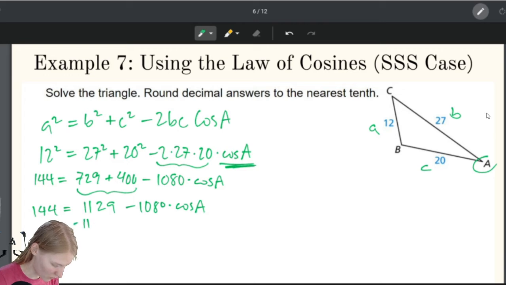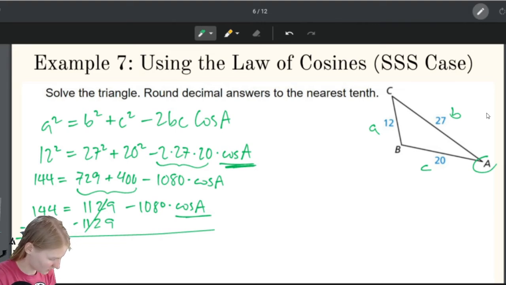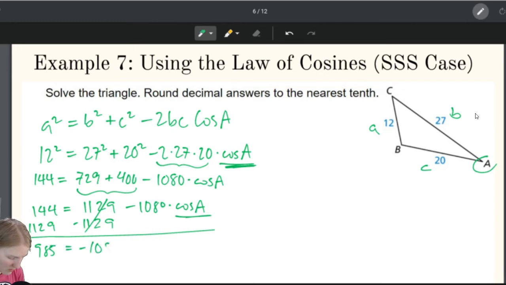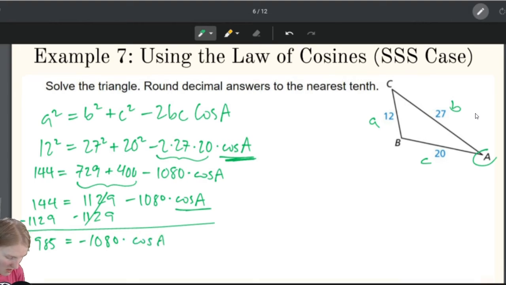Alright, and now we're going to work to get this by itself. So I'm going to subtract 1129 from both sides. That's going to go away. 144 minus 1129 is negative 985, which is equal to negative 1080 times cosine of A.